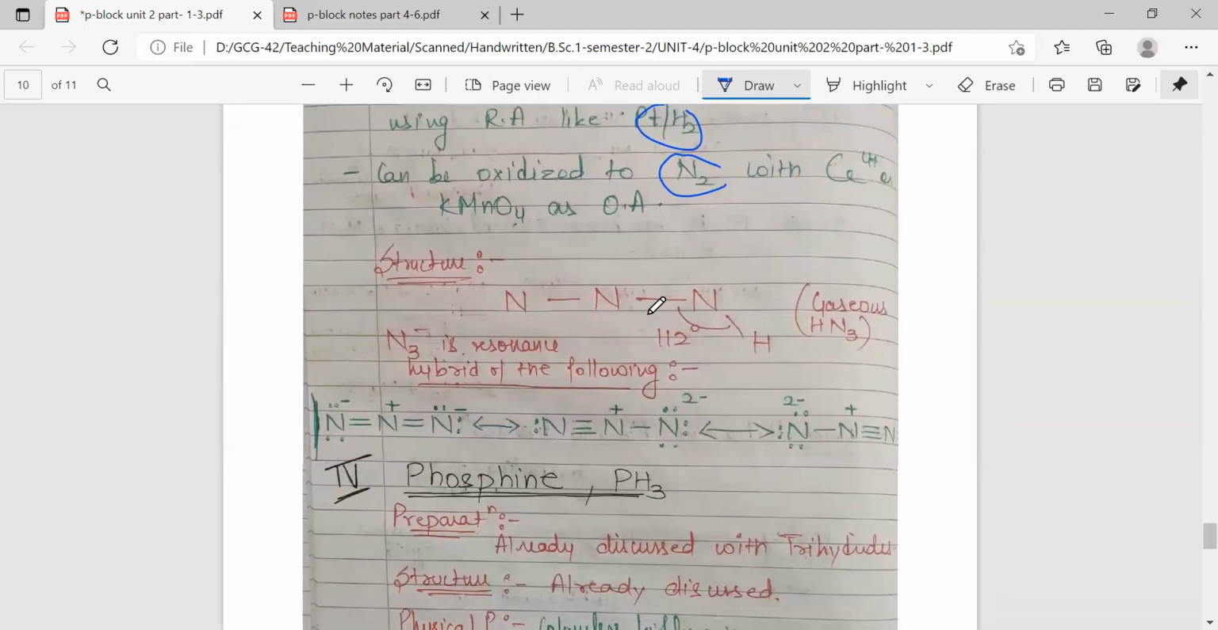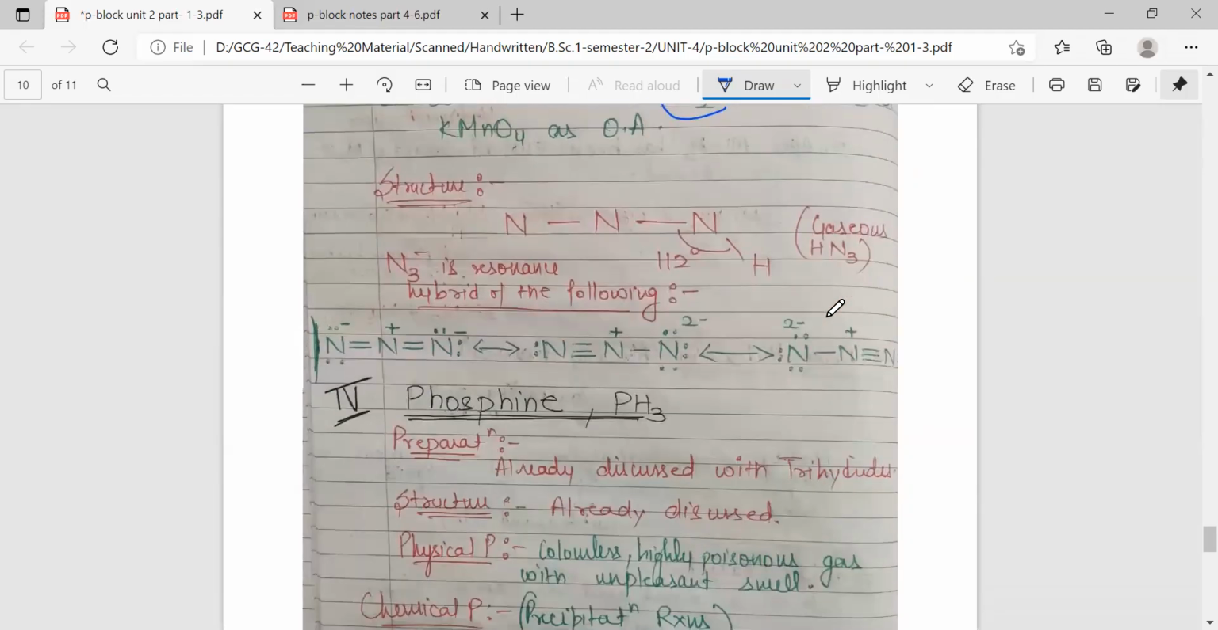This is the structure. Here, this is the linear chain of nitrogen, where 3 nitrogens are directly bonded, and one of the end nitrogens is bonded to hydrogen. The bond angle is 112 degrees. So this is gaseous in nature. These are the 3 resonating structures, and the actual structure is the resonance hybrid of these 3.